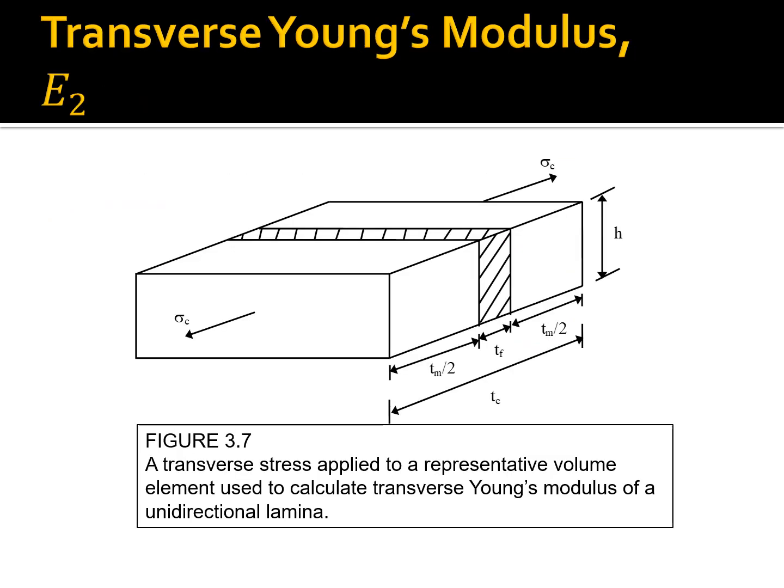So this is the representative volume element we will take. This is the same representative volume element we took for E1, but the only difference is that we are now applying a load perpendicular to the fibers, not parallel to the fibers. So that's the important thing to understand because we're trying to calculate E2.